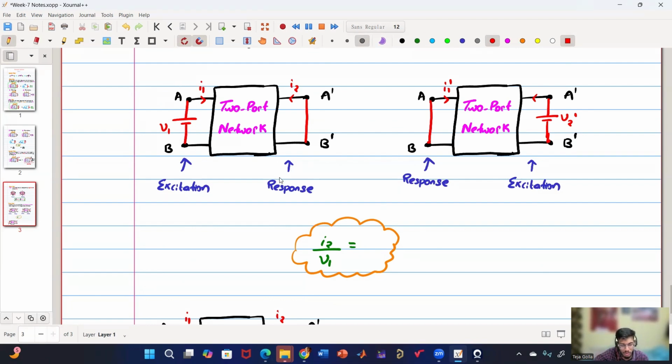So this is my response, which is I2, the ratio with V1. And here we are exciting it with a voltage V2 dash and this is I1 dash. So this is I1 dash by V2 dash. Or you can excite with a voltage source and open. So you can excite it with a current source, you can excite it with a voltage source. But here I have considered one such scenario. So we are exciting it with the voltage source and short circuiting the other terminal.